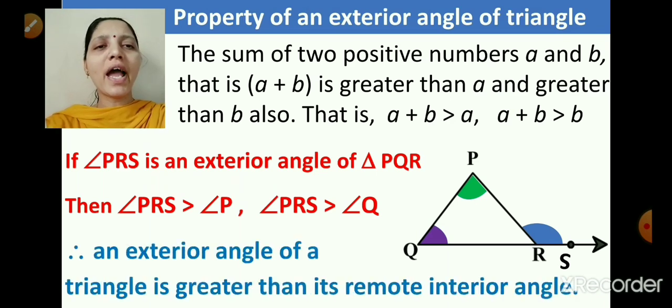Therefore, an exterior angle of a triangle is greater than its remote interior angle. So this property we got by using the remote interior angle theorem. I hope you all are understanding these two statements: the remote interior angle theorem statement and this property of an exterior angle of a triangle. This statement is very important. You have to remember these two statements.